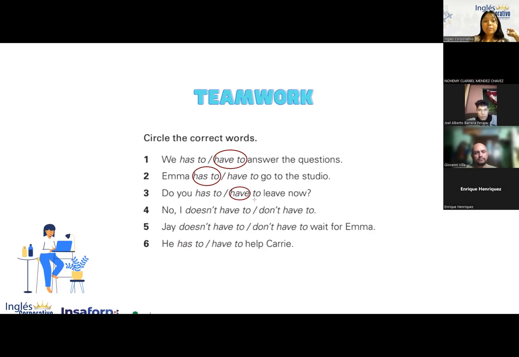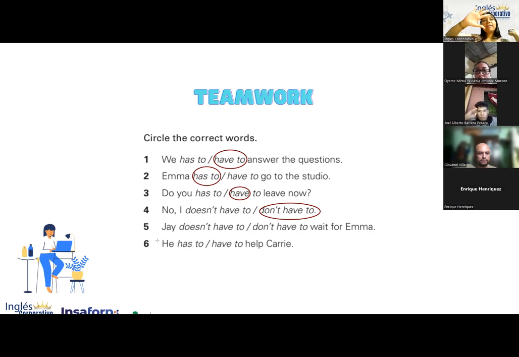Number three, do you have to leave now? Look at this. Cuando usted quiera preguntarle a alguien si se tiene que ir ya. Do you have to leave now? Yes, I do, or no, I don't, right? So now number four. No, I don't. No, I don't have to. So I don't have to.